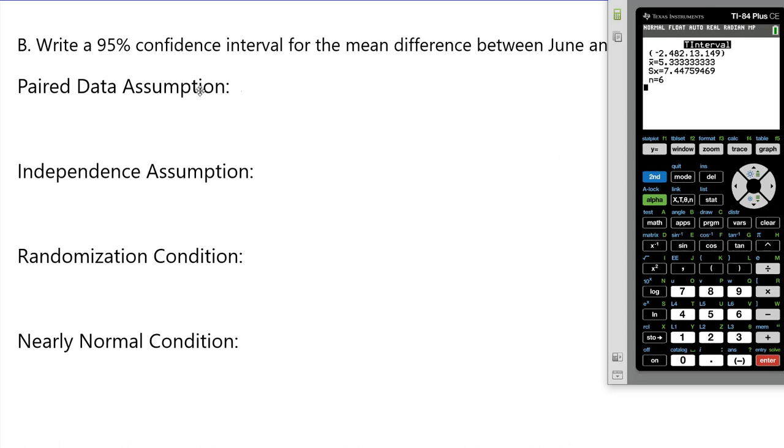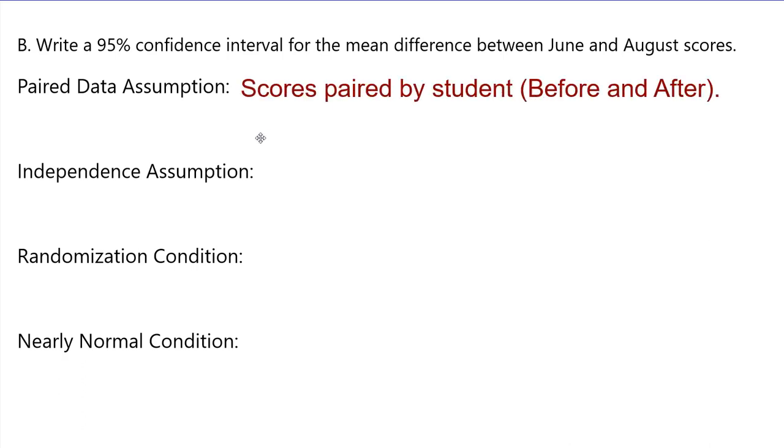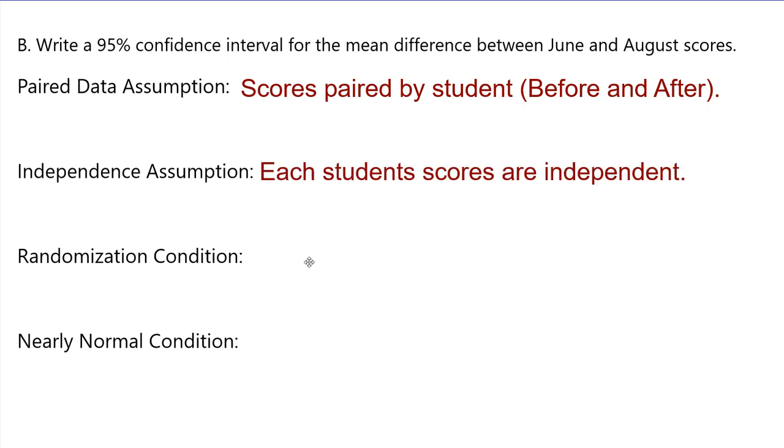Let's go through our assumptions real quick. Paired data assumption. Are we dealing with paired data? Yes, so we can subtract these two groups, not just because it's the same size of a sample, but because it's the exact same students taking the test before and after. So it is paired data. Independence assumption. Is each student's performance going to be independent of the next one? Yes, so we should be good. Randomization. It's not a random sample, but we're assuming that these 6 students are representative of all students that would be taking summer school.